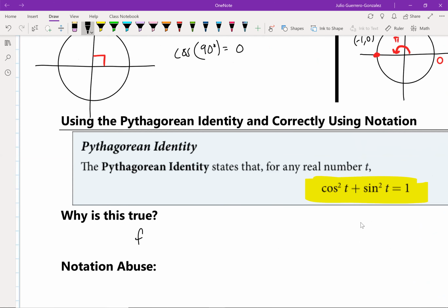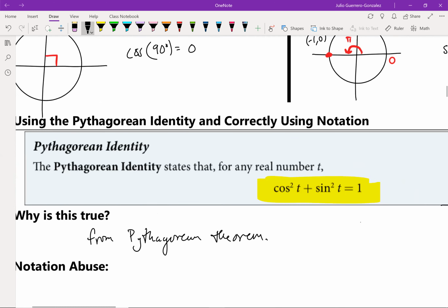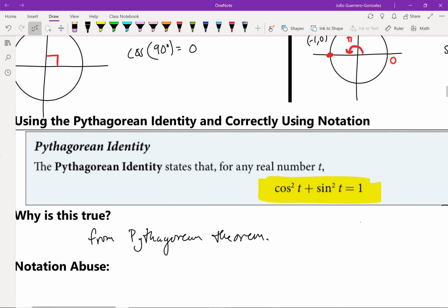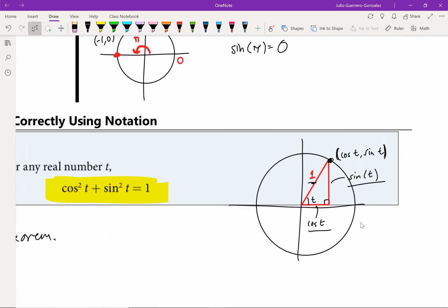So this is from the Pythagorean theorem. If you ever forget it, it's from the Pythagorean theorem. So it's always the two legs squared. So this squared plus this squared has to equal my hypotenuse squared. Okay?